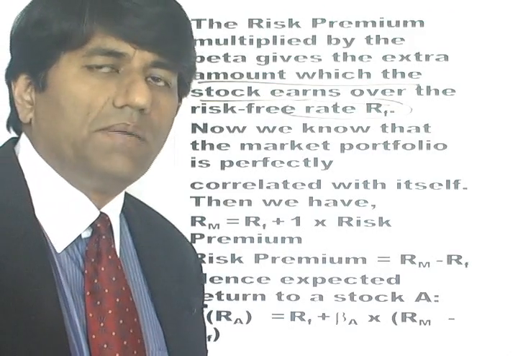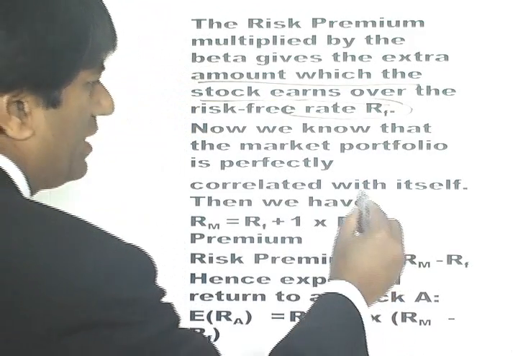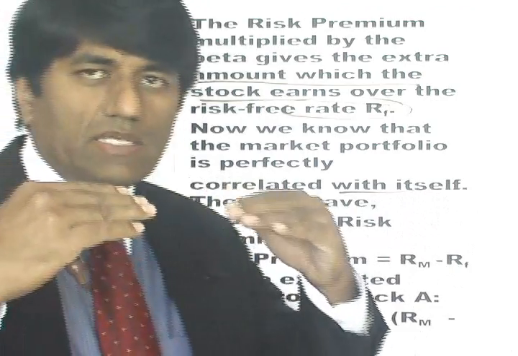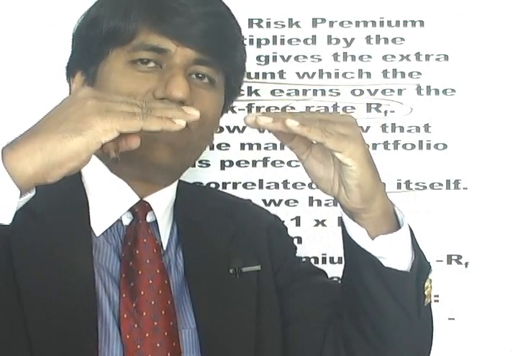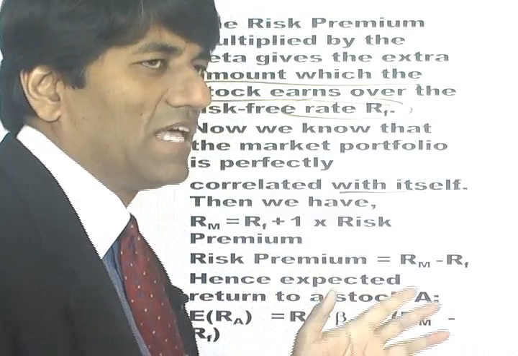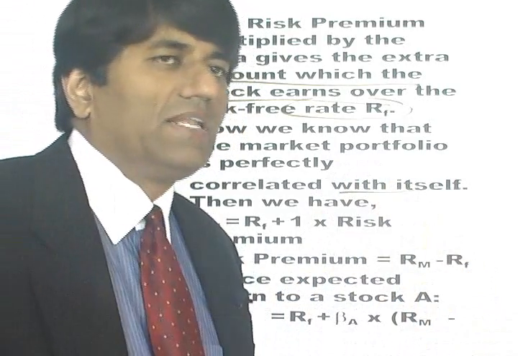Now we know that the market portfolio is perfectly correlated with itself. An asset is perfectly correlated with itself. If asset A moves up, so does asset A. If it moves down, so does asset A. So an asset is perfectly correlated with itself. So the market portfolio is perfectly correlated with itself.